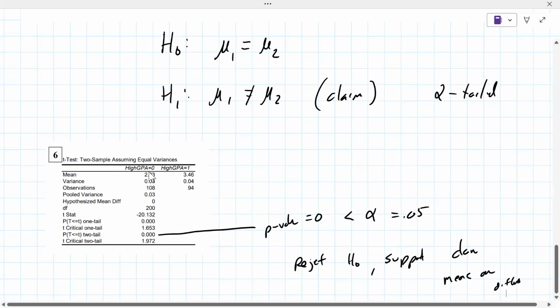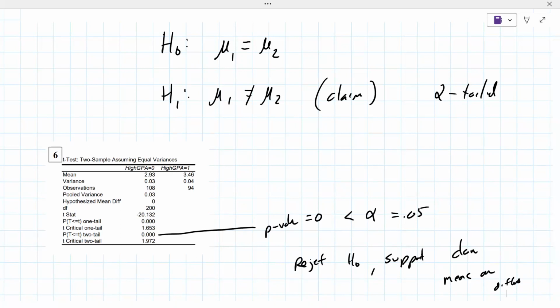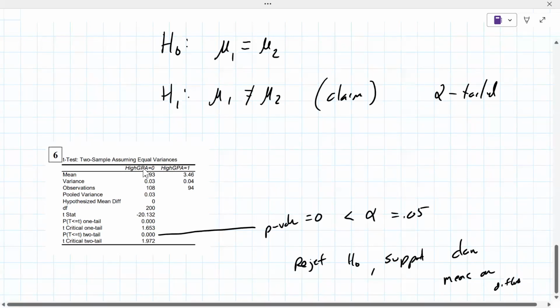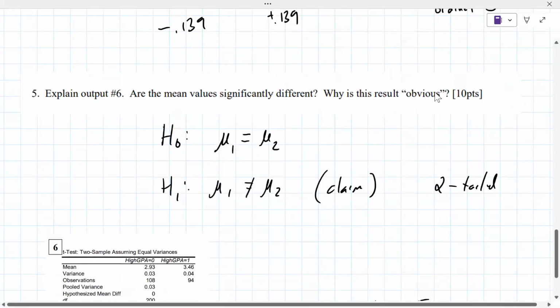Now, this is where we almost need to know what high GPA is. Do you know anything about that from this data set? I don't. The reason it may be obvious is that high GPA, if we're just being very literal here, is people that have a GPA over a certain threshold. And if they have it over a certain threshold, of course their mean is likely going to be higher than those that don't meet that threshold. That obviously makes sense.